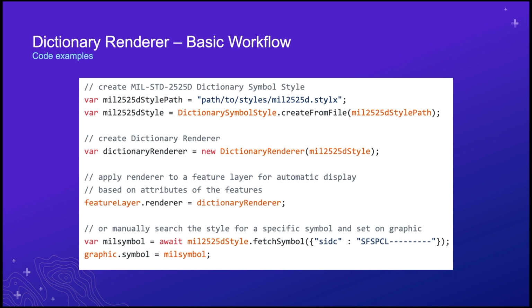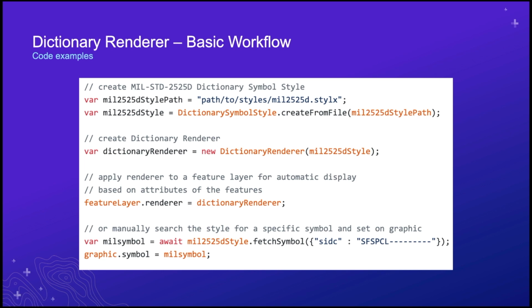First, we're going to create a variable pointing to the path of the mil2525d style file. Next, we're going to create a dictionary symbol style instance by calling the createFromFile static function. In this, we pass in the path to our style file. Now that we have a dictionary symbol style, we'll create a new dictionary renderer by passing in the instance of dictionary symbol style. After that, we will get our feature layer and set the renderer property to the dictionary renderer that we just created.